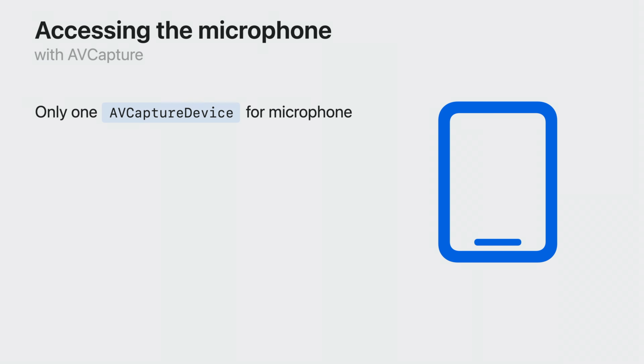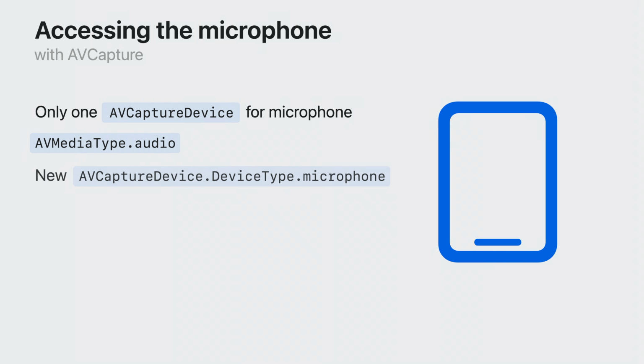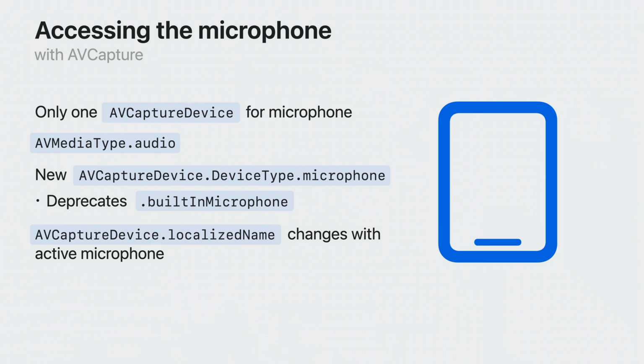On iOS, the system returns only one AV capture device for the microphone. You can find it by searching for the device with the audio media type, or with the new microphone device type, which deprecates built-in microphone, because not all mics are built into the iPad. The audio routing system decides which available microphone to use, be it built-in or external. When the system changes the input route, the microphone AV capture device's localized name property changes to reflect the device in use.